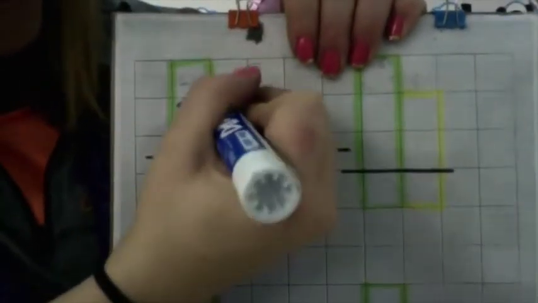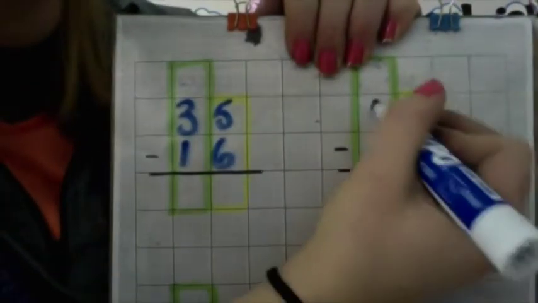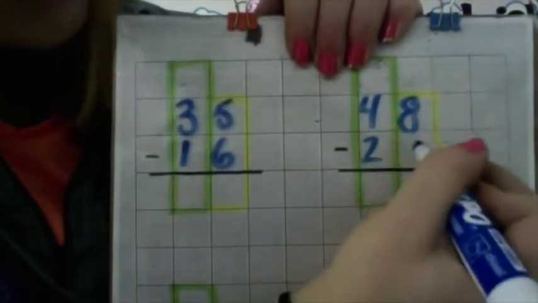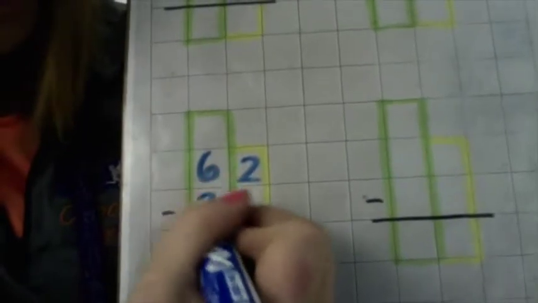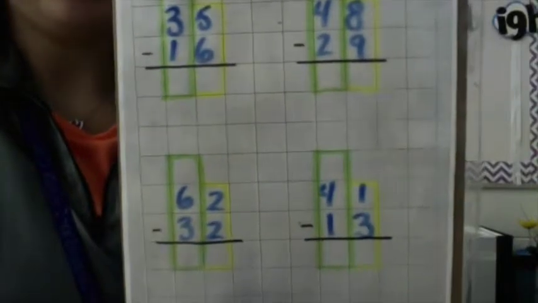Let's do the problems. Do 35 minus 16. And then I want you to do 48 minus 29. And then I want you to do 62 minus 32. And then I want you to do 41 minus 13. Do those on your own and then come back to check your work. Pause the video now.